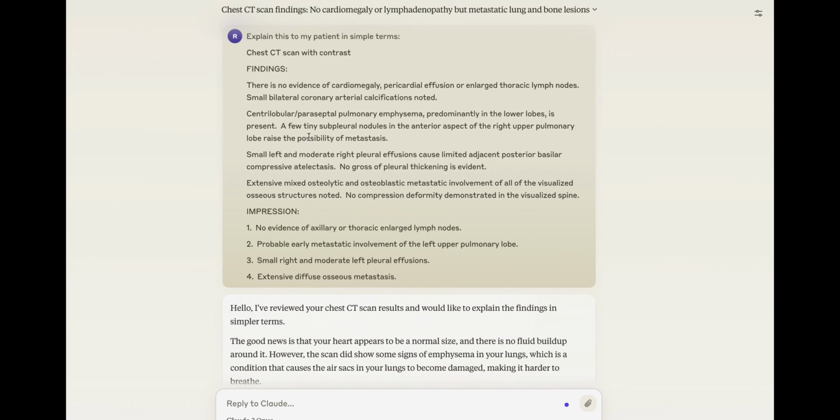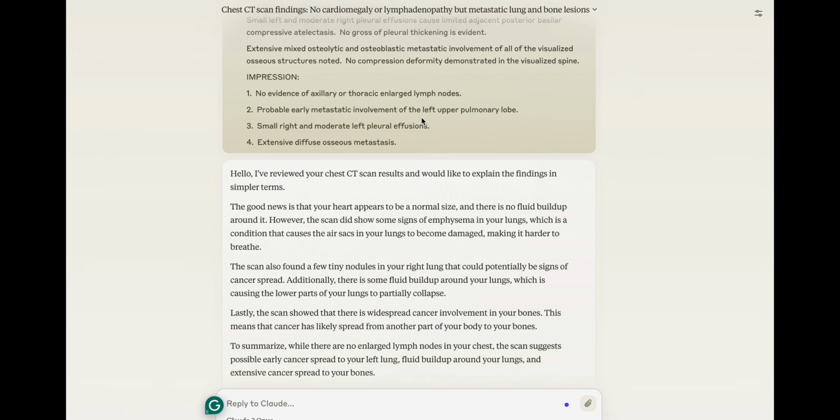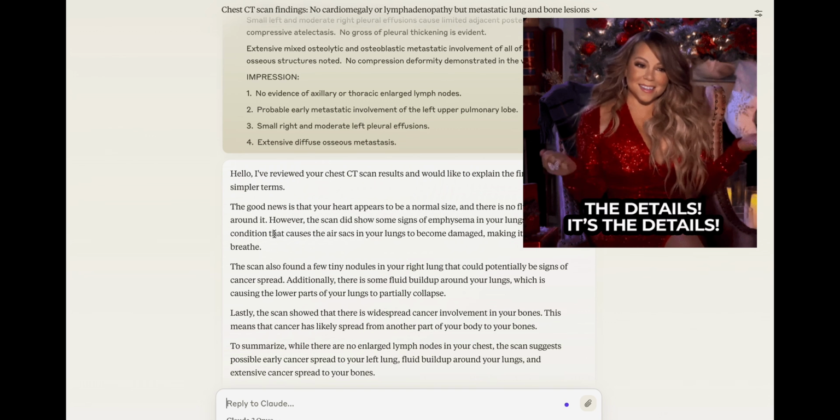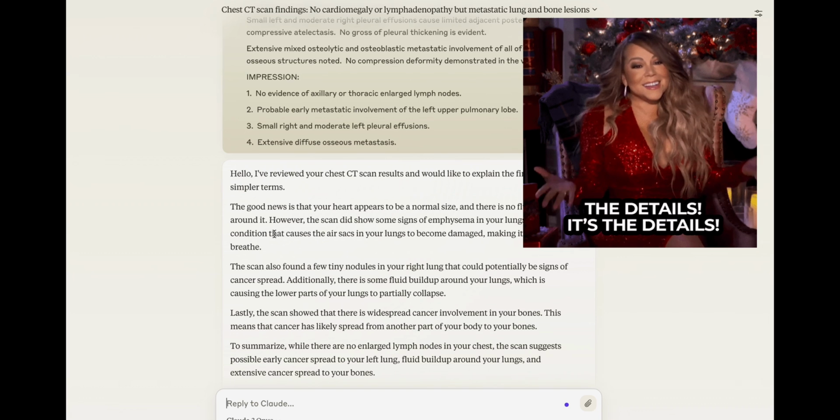And the other thing here, the result says that there is a centrilobular or paraseptal pulmonary emphysema. And here it explains it. It says to the patient that the scan did show some signs of emphysema in your lungs. And then it continues to say, which is a condition that causes the air sacs in your lungs to become damaged, making it harder to breathe. And this is a really nice, simple explanation of emphysema for our patients.